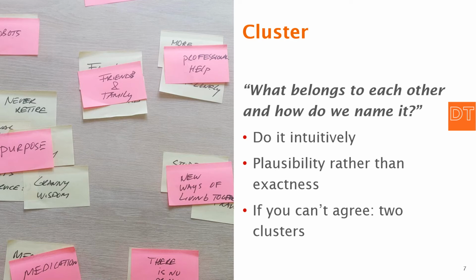Now, some people can take much time thinking about what it is and what should be put together, but do it very intuitively. Do it a little bit loose. It's more important about plausibility, that you say, well, I don't know exactly why, but I feel that these two things belong together. They have all something to do with, for instance, relations. And if you can't agree on something, or if you are indecisive yourself, just make two clusters. Don't worry about it. It works.